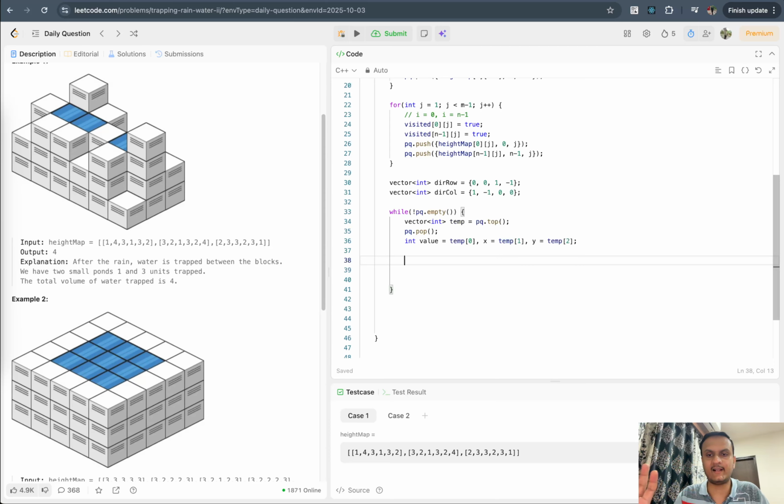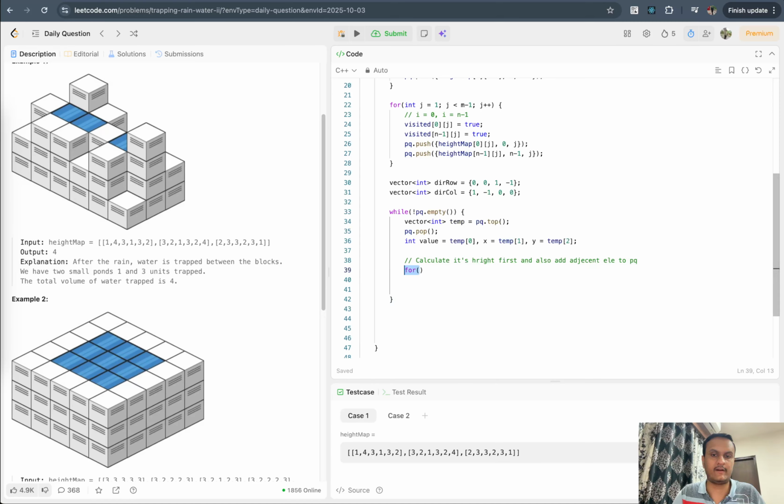Like I am currently at cell I, correct? And before putting into this, have we calculated its height? Have we calculated? So let's first calculate this height. Okay, no, calculate its height first, and also add adjacent element to pq.